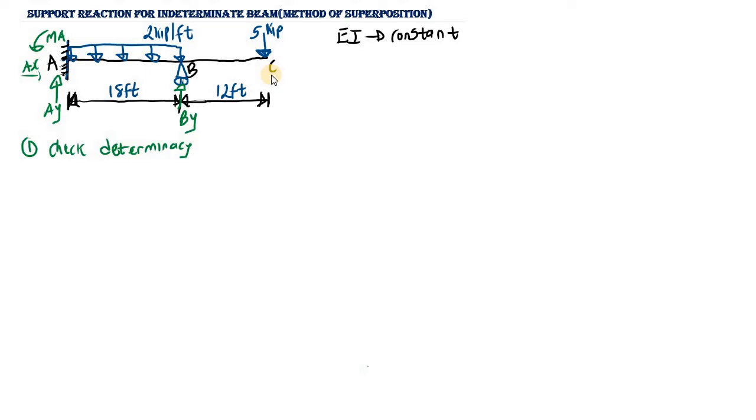So how do we check the determinacy? Basically, we need to take a look at the number of equations and the number of reactions. The number of equilibrium equations is equal to 3. So how many reactions do we have here? As you can see, we have 4 unknown reactions, meaning n is equal to 4. If n, the number of reactions, is greater than the number of equilibrium equations, this is a statically indeterminate beam.